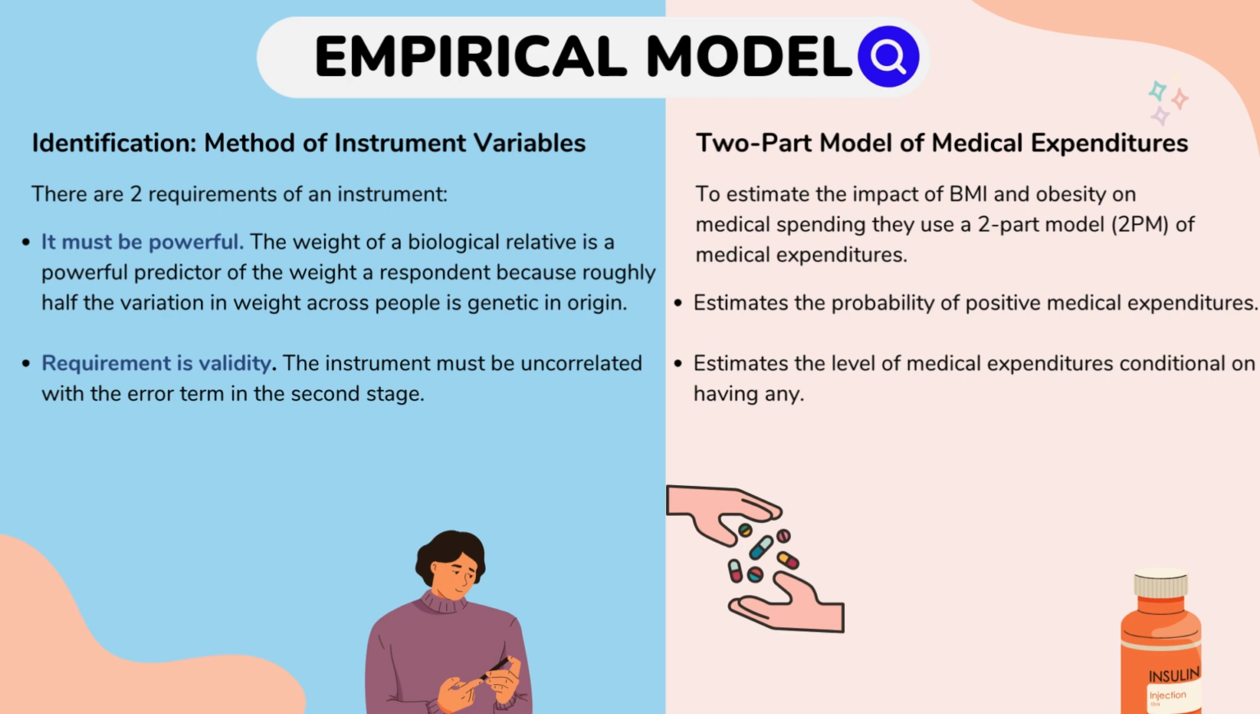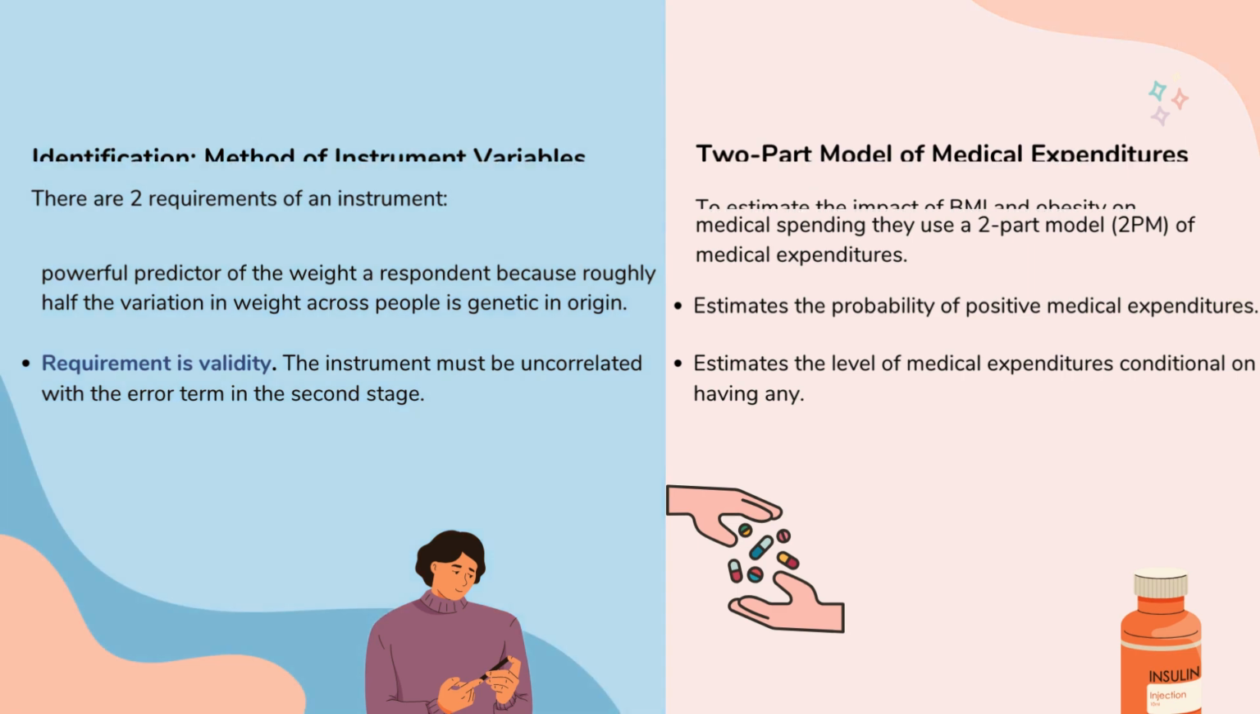And the right hand side is the two-part model of medical expenditure. To estimate the impact of BMI and obesity on medical spending, they use a two-part model of medical expenditure. Firstly, to estimate the probability of positive medical expenditure, and secondly, to estimate the level of medical expenditure conditional on having any.